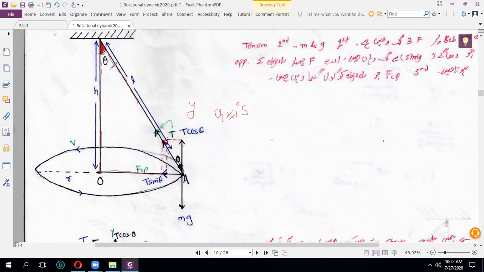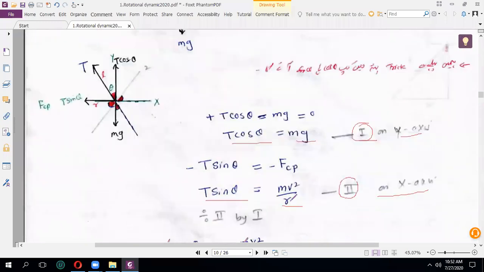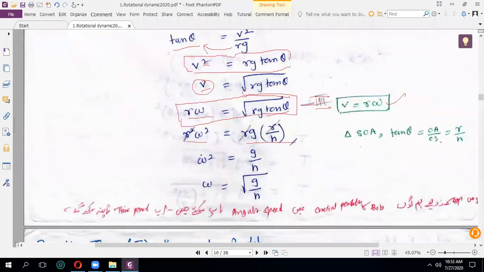We know the formula of tan theta: opposite upon adjacent. So this side is my opposite side. So opposite side is represented by radius r and the adjacent side is h. So what is the formula of tan theta? Opposite upon adjacent, so opposite upon adjacent means r upon h. Correct? How I calculate this formula? I hope you understand. So we are using this formula.